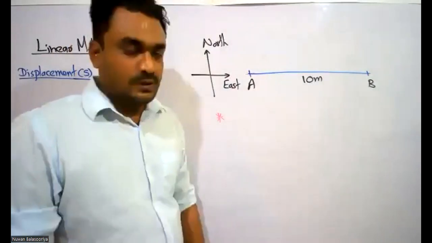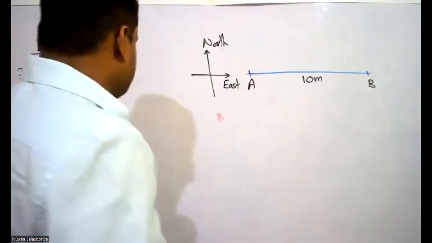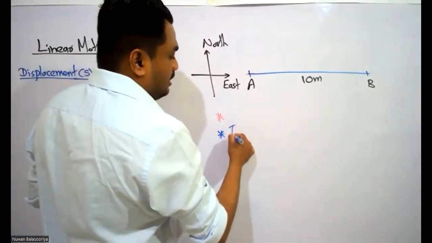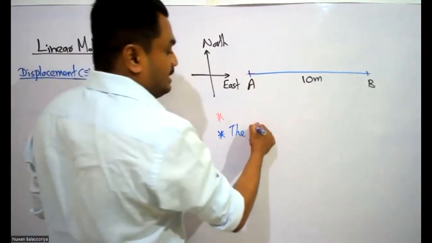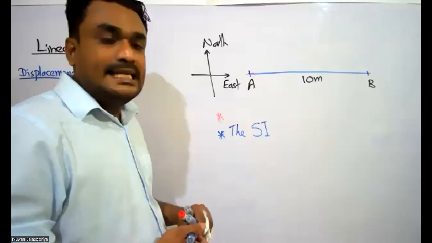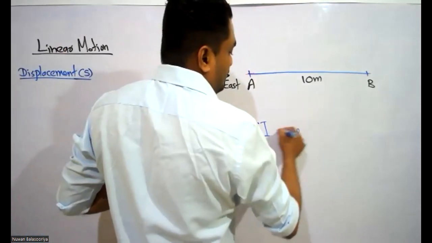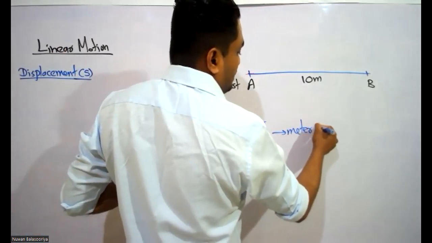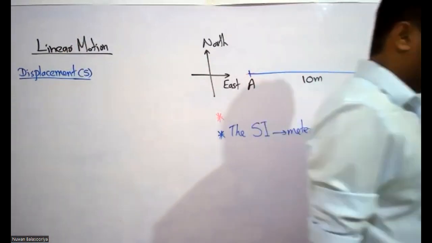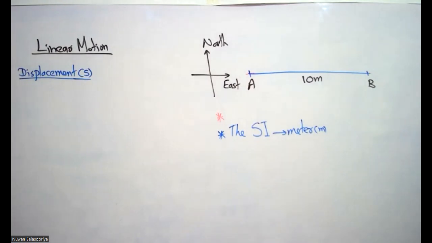Okay, then the next star point. Look at the board. Capital S, capital I. The SI unit of displacement is meter. SI means International System of Units.